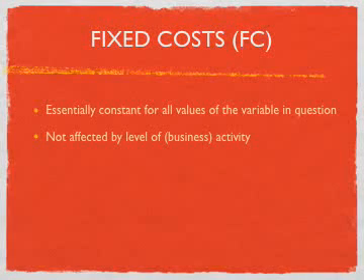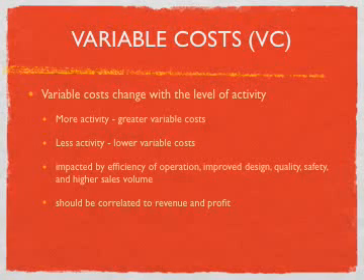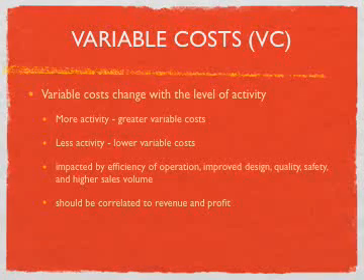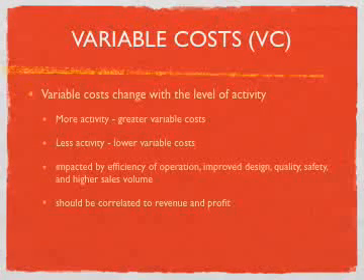Okay, fixed costs are called fixed because they stay constant regardless of the volume of business that you may have. It's not affected by the volume of business. A variable cost is called variable because the cost changes with the level of activity. The more activity, the greater the variable cost. The less activity, the lower the variable cost. This variable cost is impacted by the efficiency of the operation, the design, the quality, the safety, and a higher sales volume or lower sales volume, and should be correlated with your revenue and profits.